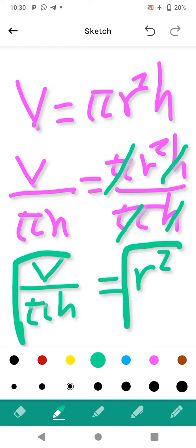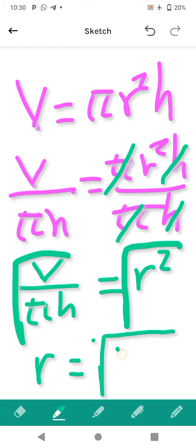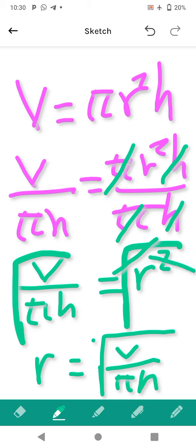When you square root both sides, our r will now be equal to the square root of v all over pi h. You know why? Because the square root here will cancel out the square power, so r will be free. So eventually our answer becomes r equals the square root of v over pi h. That is how you make r subject of the formula here.